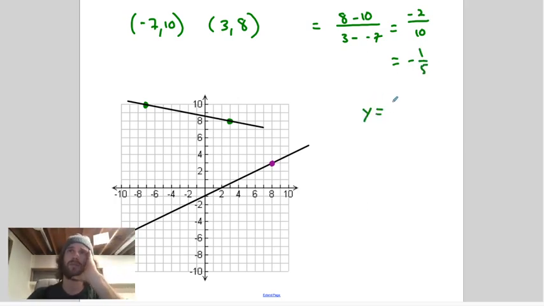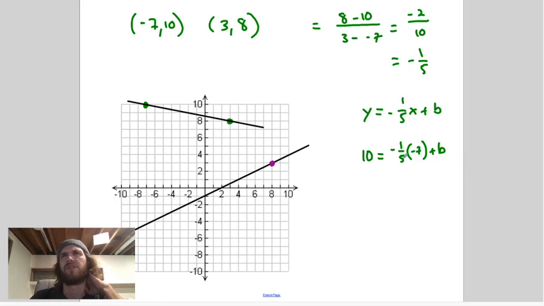So then we go y equals -1/5 x plus b. And then what we can do here is plug in one of the 2 points. It does not matter which point you plug in. You just pick something and go for it. So we'll just pick the first one and see what happens. All right, so if we do the math here, we end up with 10 equals, and I'm plugging in the first point, -1/5 times x, which is -7, plus b.